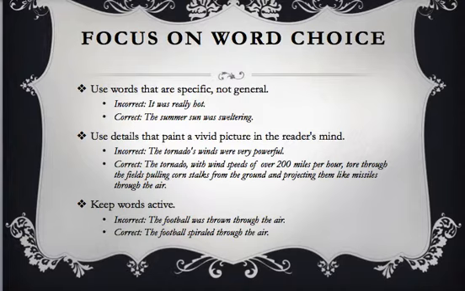And keep your words active, like we talked about before. Incorrect: The football was thrown through the air. Correct: The football spiraled through the air.